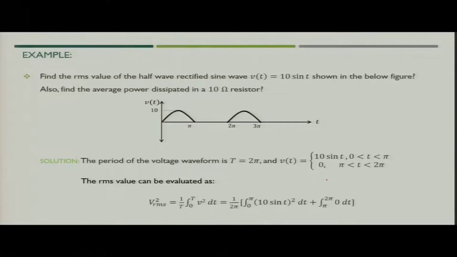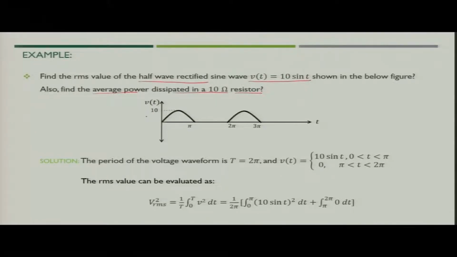Now, let us take one example so that you can understand the phenomenon. Let us say there is some voltage v(t), that is 10 sin t, which is shown in this figure. It is half wave rectified, meaning the negative part is not there, and we want to find the average power dissipated in a 10 ohm resistor.